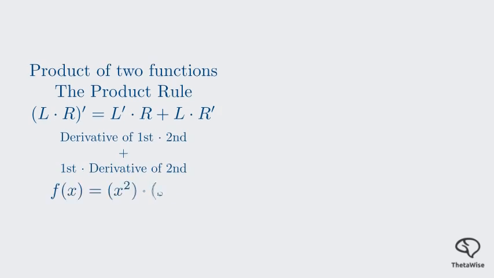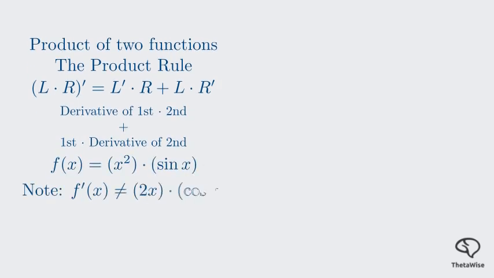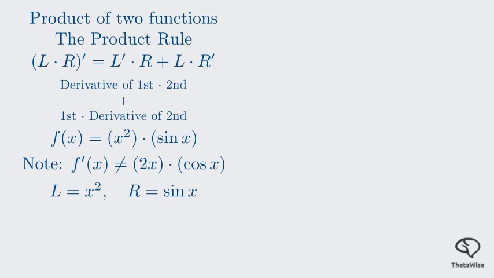Let's look at x squared times the sine of x. We can't just multiply their individual derivatives. We have to use the rule. Let's call x squared the left and sine x the right. First, the derivative of x squared is 2x. We multiply that by the original right side, sine x.